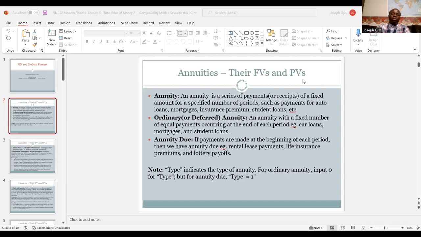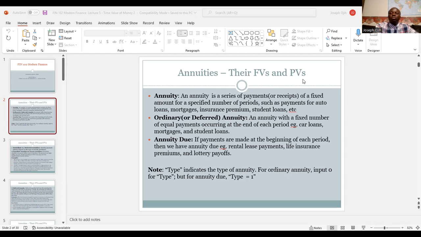So, we have two types generally. We have the one that we call the ordinary annuity, or another name for it is deferred annuity. This is the kind of annuity with a fixed number of equal payments occurring at the end of each period. Good examples include a car loan. If it's a monthly payment, at the end of that month, at a particular date, you send your payment. Mortgages, student loans, and so on.